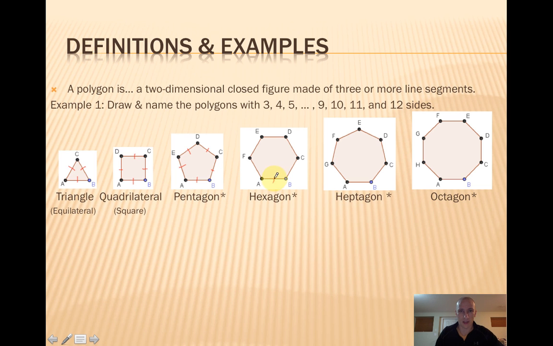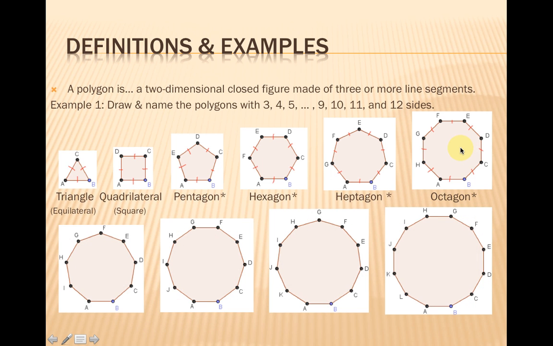Anyway, so here we have a hexagon. It's got 1, 2, 3, 4, 5, 6 sides. Here we have a heptagon. It's got 1, 2, 3, 4, 5, 6, 7 sides. Here we've got an octagon with 1, 2, 3, 4, 5, 6, 7, 8 sides. And now on to the last few. So here we have the next ones, and we have their names as well.